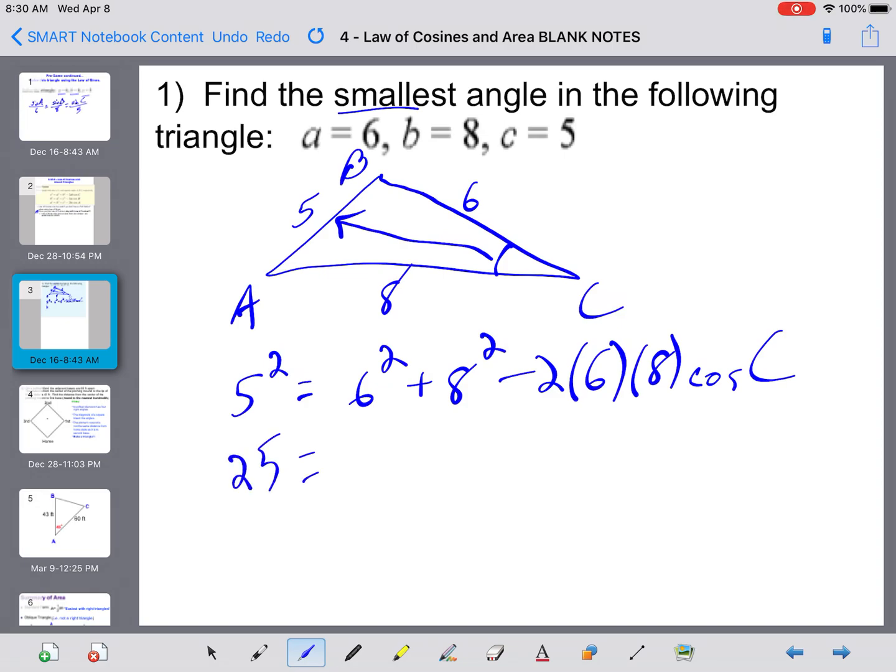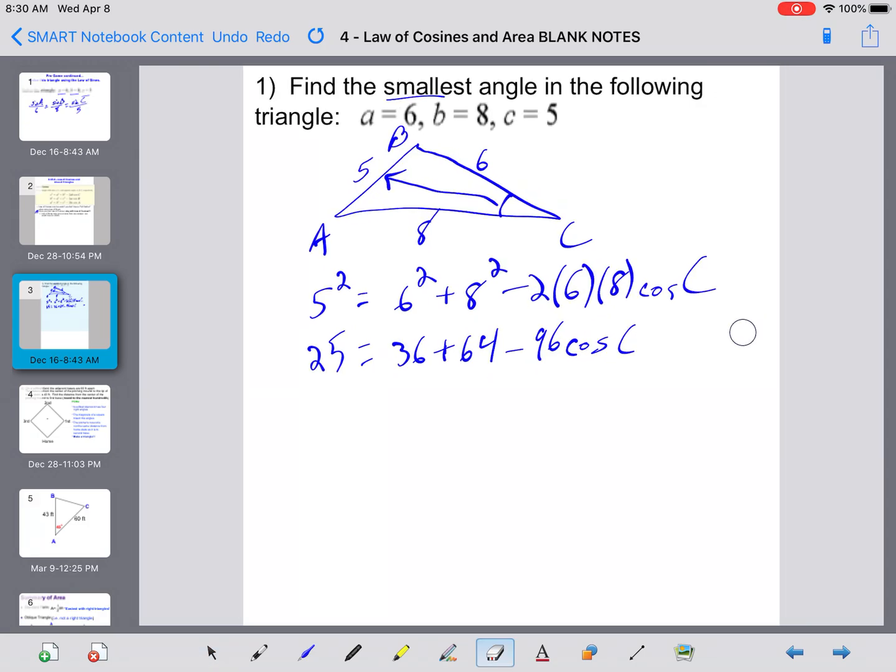So now let's start cleaning. There is one trick that happens here, so let me show you. You get 36 plus 64. Now the 2, the 6, and the 8 you can multiply together, to get negative 96 cosine of C. Now, watch out. These next few steps are what I worry about. First of all, order of operations: I can add those 2 together, the 36 and the 64, to get 100, minus 96 cosine of C. This is where the mistake happens.